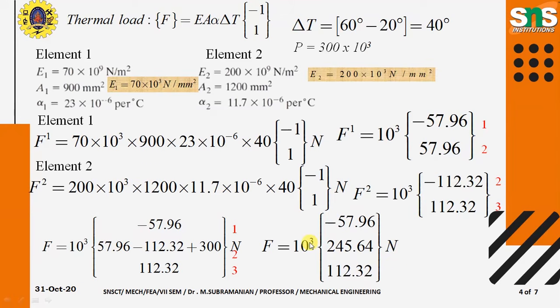So finally we obtain the final thermal load vector for the given problem as 10 power 3 times minus 57.96, 245.64, 112.32 Newton. I will show you a demonstration on the calculator of how to calculate the thermal load vector. Watch carefully.